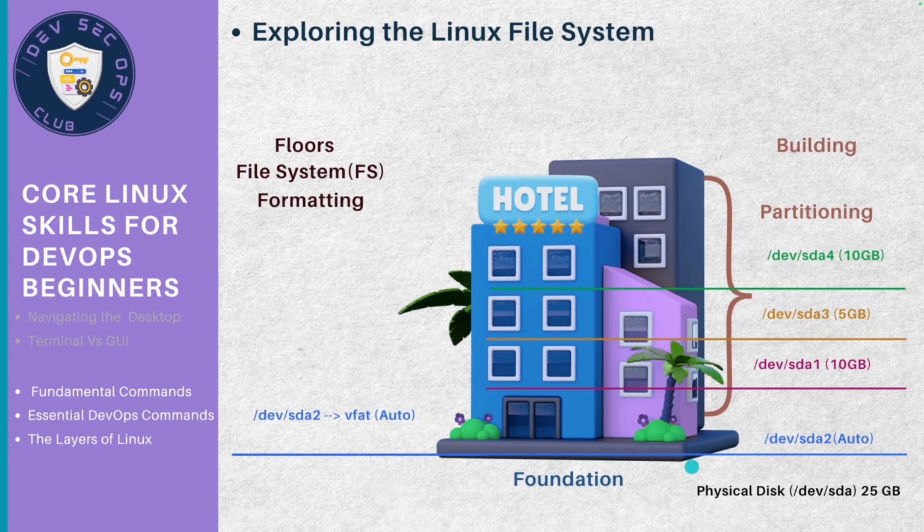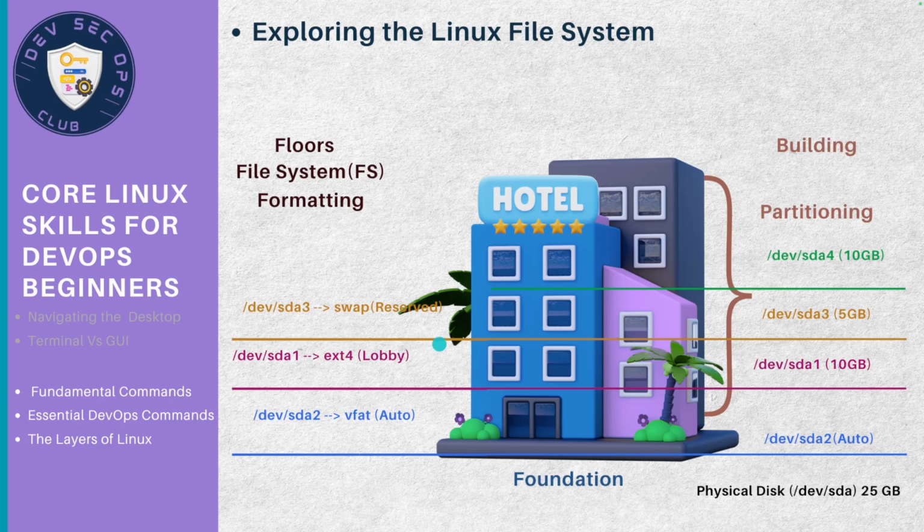So similarly, in this case, /dev/sda2, which is created automatically, will be formatted using VFAT, right? Then we have /dev/sda1. We decided we will use this as a lobby, right? And the lobby is kind of a reception area where everything happens. Then after that we have /dev/sda3, which is formatted as swap, right? So as I said, it's a reserve, right?